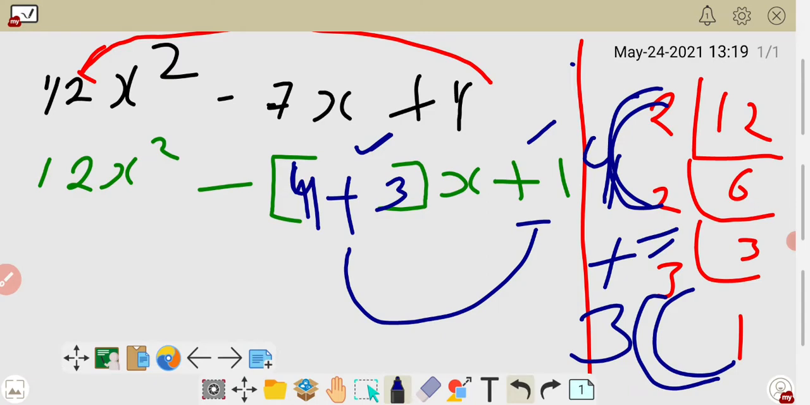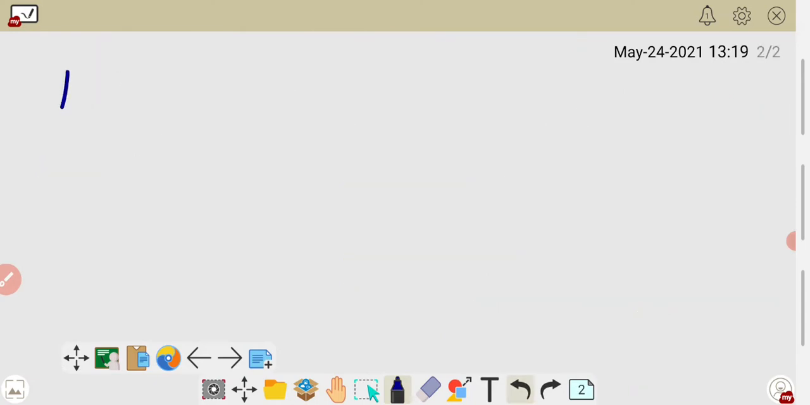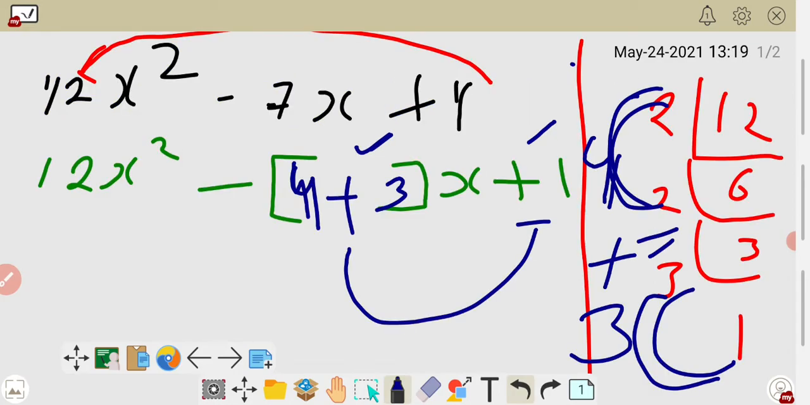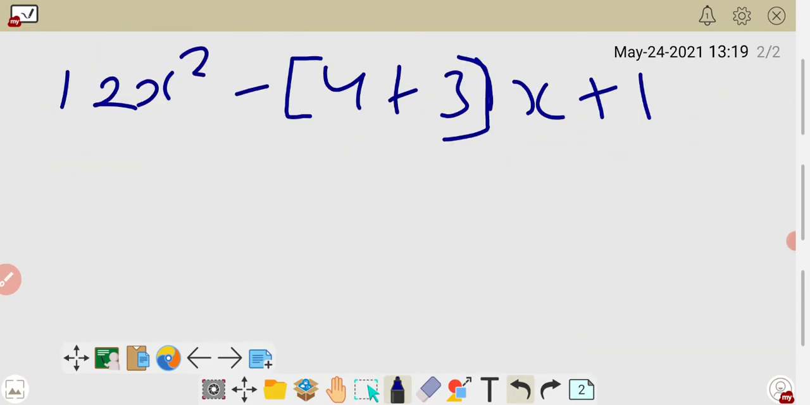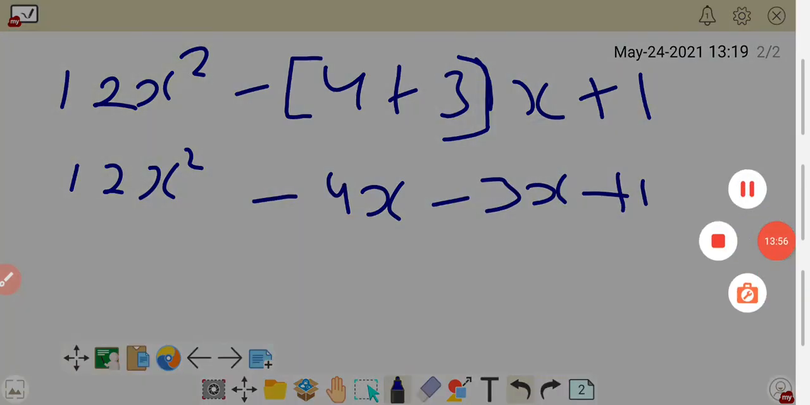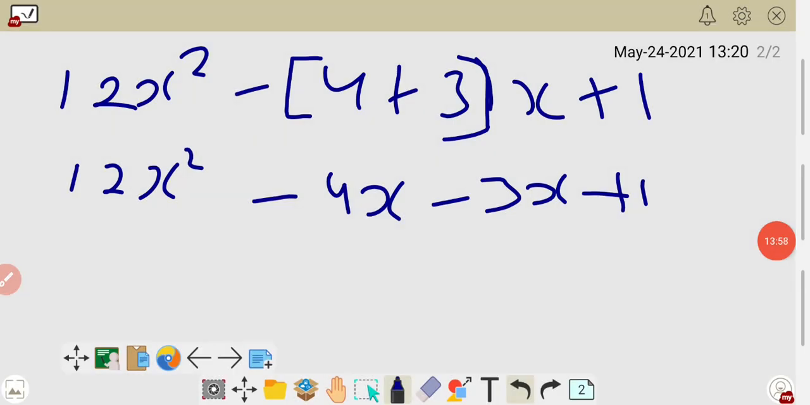Now come to the next step. You get here 12x square minus 4 plus 3x plus 1. Same step I'm writing, just showing you. See here, 12x square minus 4 plus 3x plus 1. Now do the further step. Write 12x square minus 4x minus 3x plus 1. So you just open it: minus 4x and then plus, minus, minus 3x. Okay, now just take a pair of that one and that one.